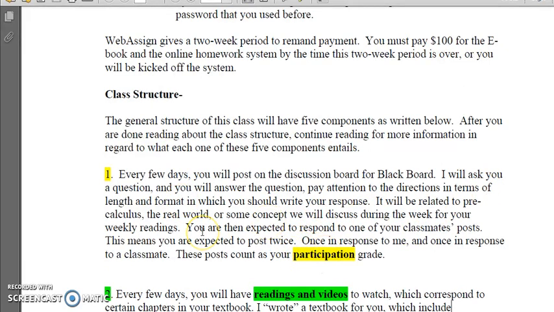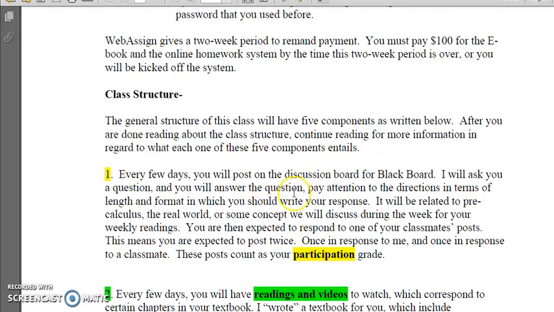Now here's how I grade your participation. Every few days, you're going to post on the discussion board for Blackboard. I'll ask you a question, and you'll answer the question. Pay attention to the directions in terms of length and formatting in which you should write your response. So I'll be very specific. I'll say I want a 2-paragraph response, or I want a 3-sentence response. And typically what it has to do is what you read about this week and how pre-calculus folds into the real world, or some other concept that we discussed during the week.